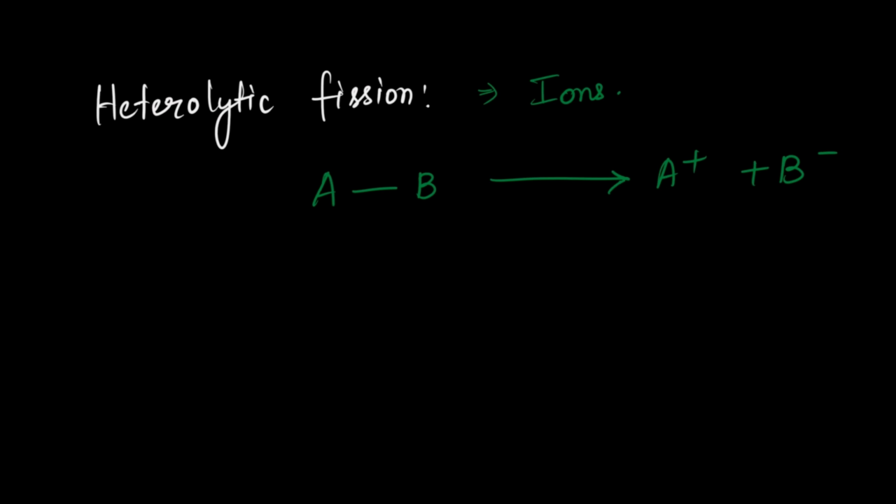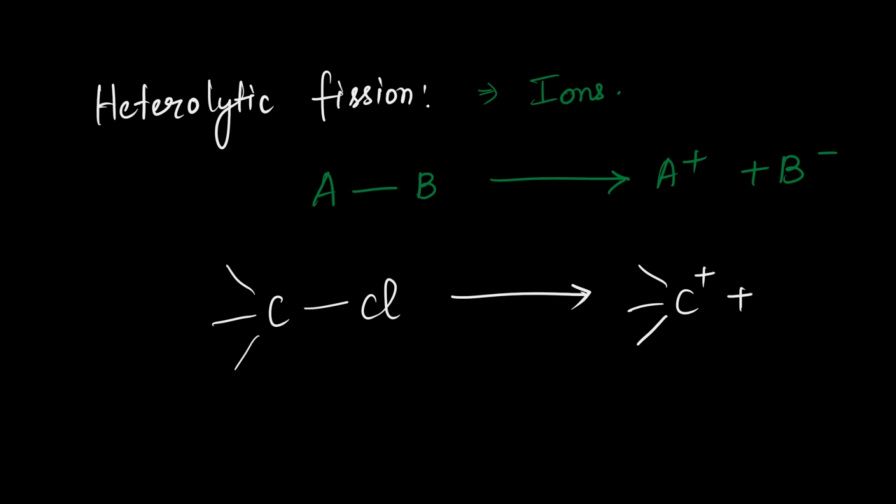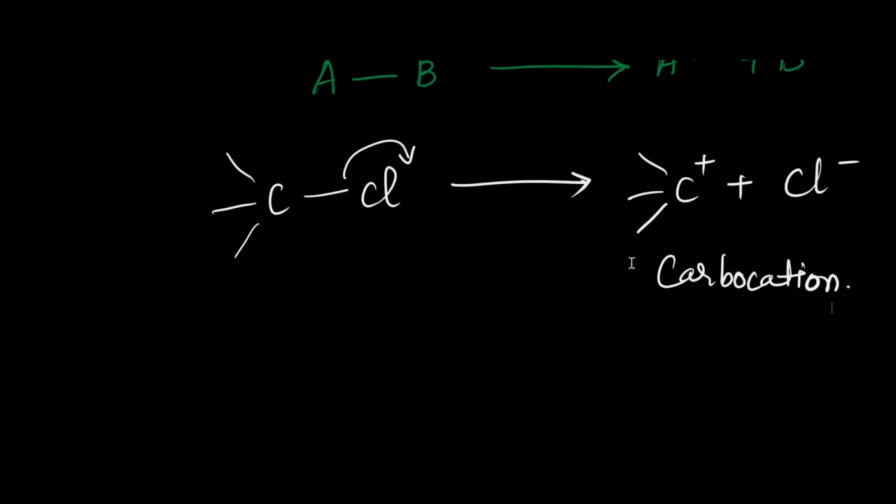For example, you can take C with Cl, okay, which will give you a carbocation and Cl minus. So the electron will get shifted to Cl. Okay, so these are called carbocations. Cation means positively charged, we know. Here the carbon is positively charged, so this is a carbocation.